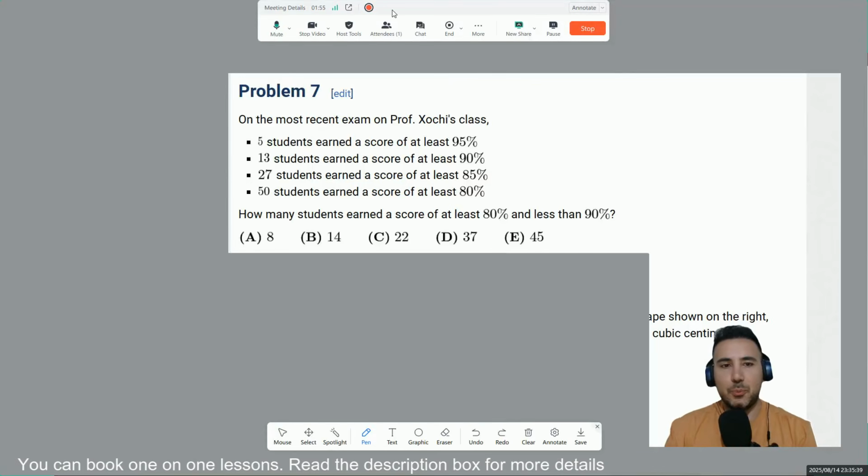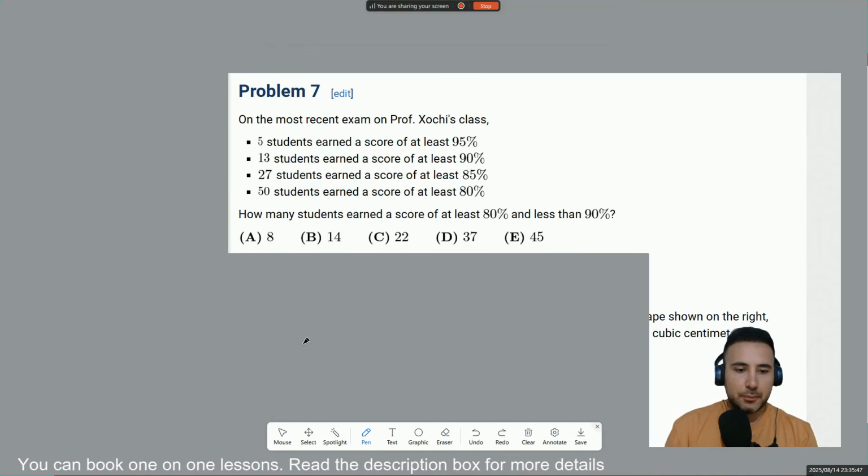Okay, let's do problem 7. Once we're done, I'm going to give you one extra problem to do. So for this question, all we have to do is take this number and subtract 13 from it. So 50 minus 13 is equal to 37, and that's the answer. But let's see why this is the case.